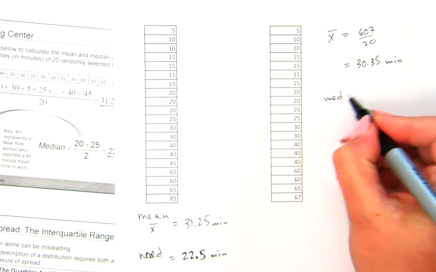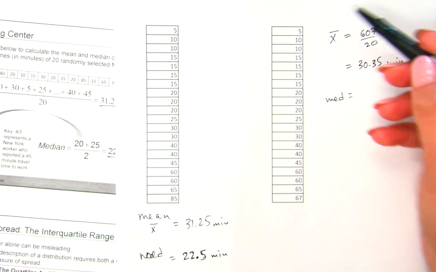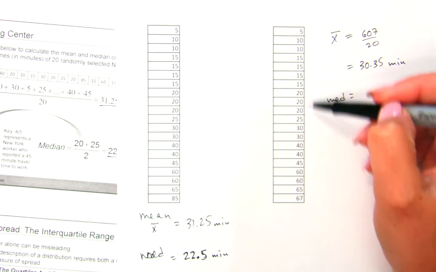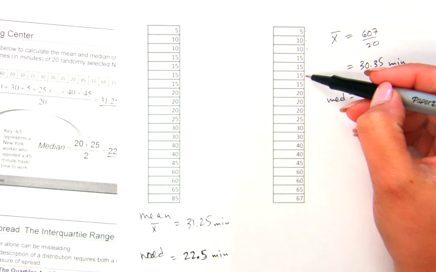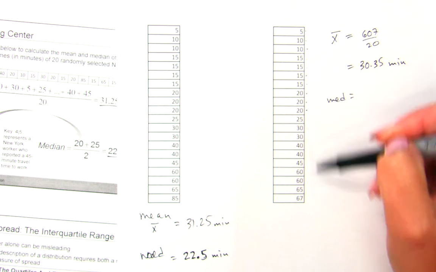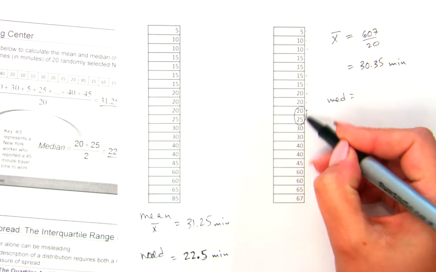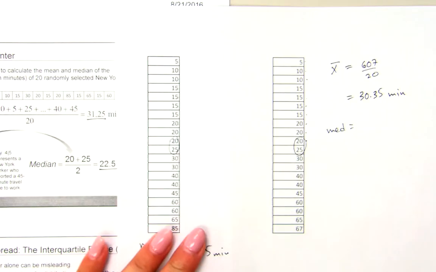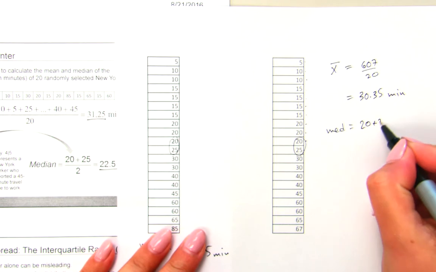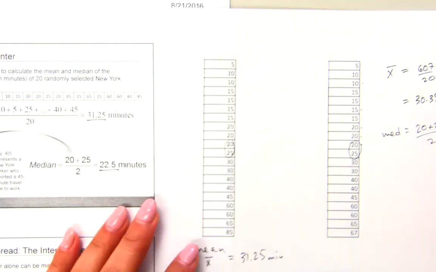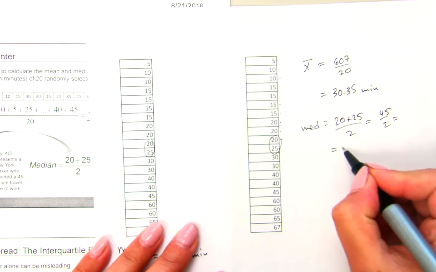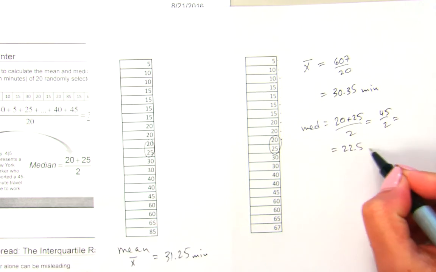And my median. Okay, so I have still 20 data points, right? I haven't changed anything. So that means I'm going to go in the middle. 1, 2, 3, 4, 5, 6, 7, 8, 9, 10, and 10. So I'm still between 20 and 25, just like we were in the other one. And we say, okay, well, 20 plus 25 divided by 2. What was that? 45 divided by 2. Better known as 22.5 minutes.